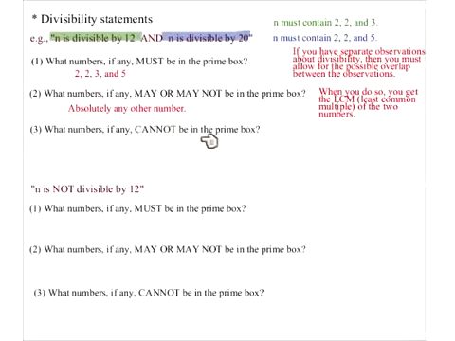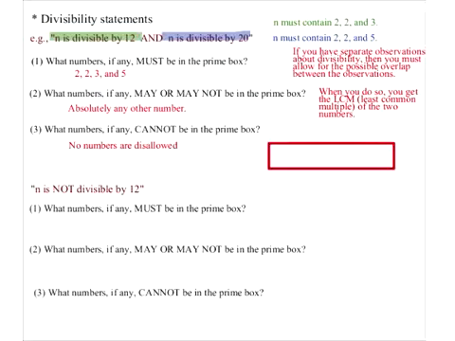Okay, so what numbers cannot be in the prime box? No numbers are disallowed. So the best way to draw this prime box in this situation is to say that n definitely has a 2, a 2, a 3, a 5, and then we don't know what else.